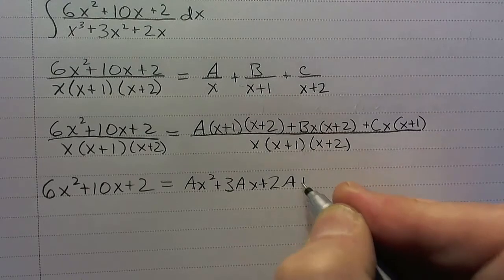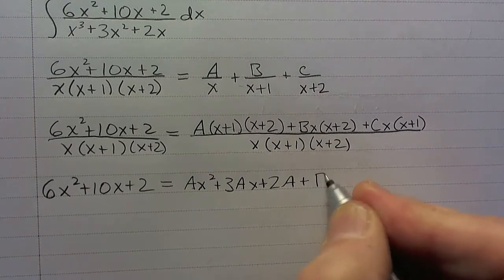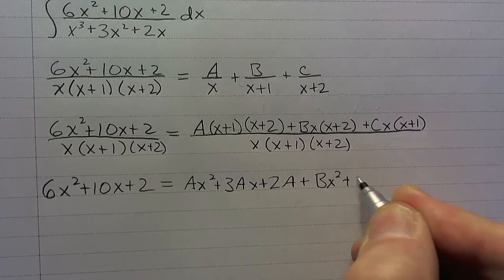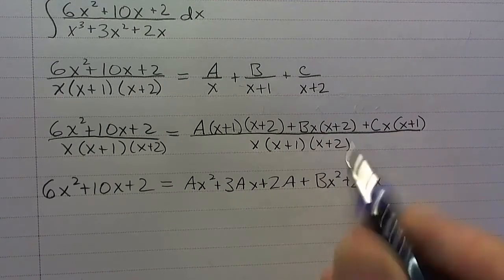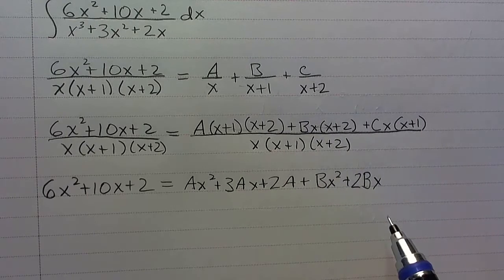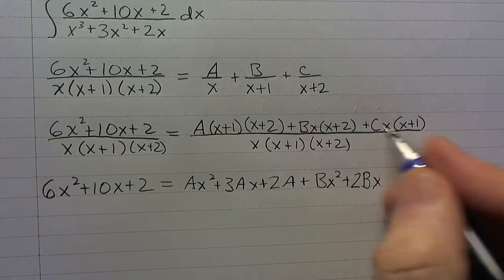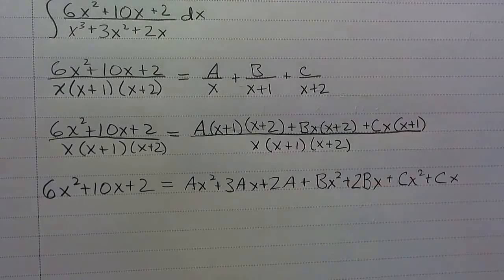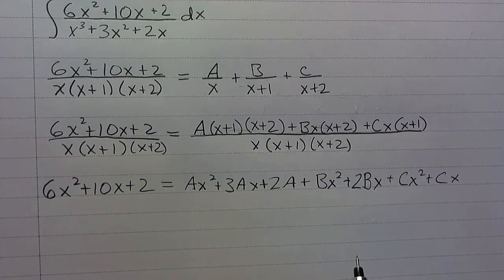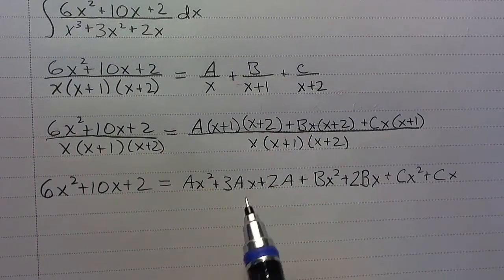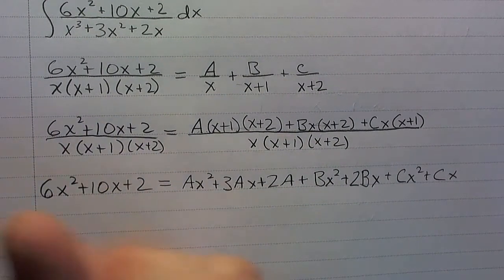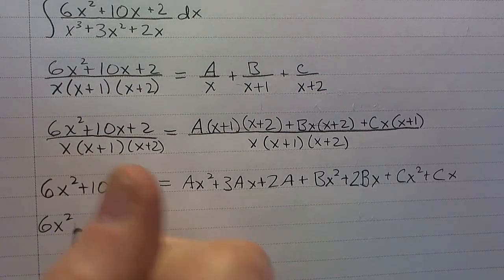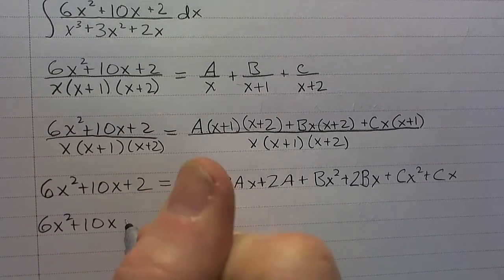Okay? Now I'm going to do the same thing here. This is going to be bx squared plus 2bx. That's this right here. And then likewise over here, I've got cx squared plus cx. Okay. So I've got all the parentheses cleared. Now, what I want to do next is group the like terms together.